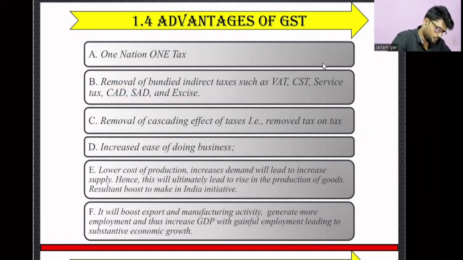Removal of cascading effect, that is tax on tax. We discussed it with an example in the last session. Previously, when you used to produce, you used to pay excise duty. And on the same excise duty, we used to pay the sales tax as well. So every time you calculated the tax, the amount was always inclusive of other taxes. So there was a cascading effect, that is tax on tax. So it has been removed now.